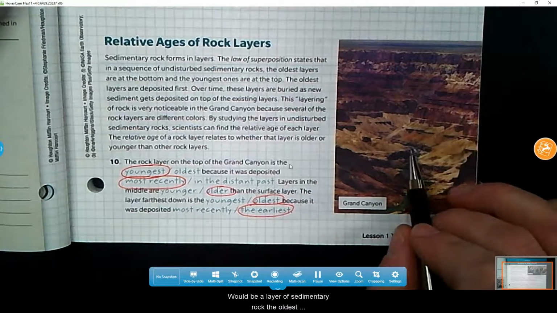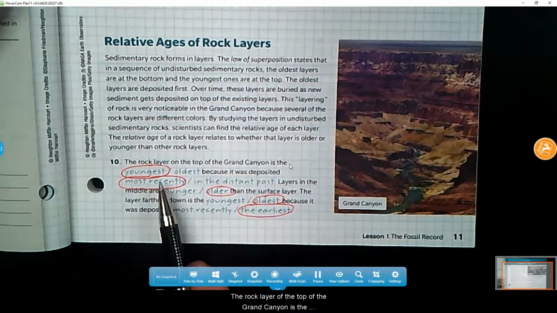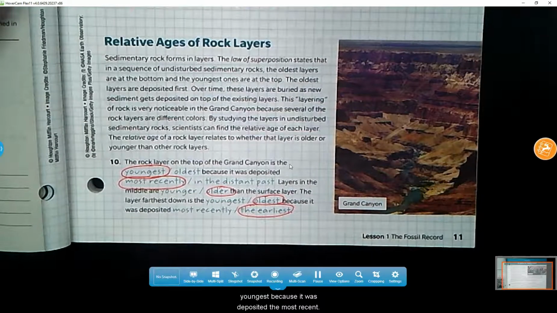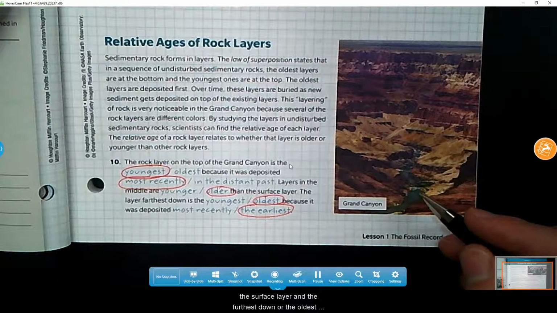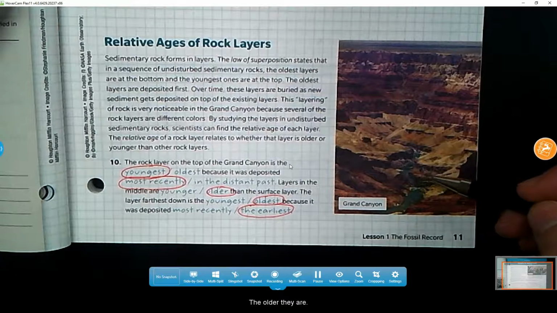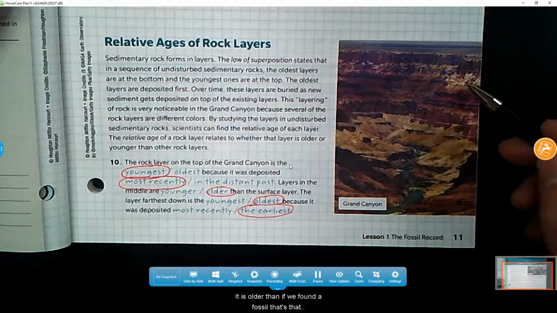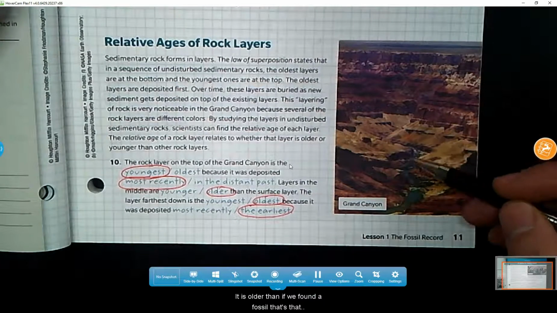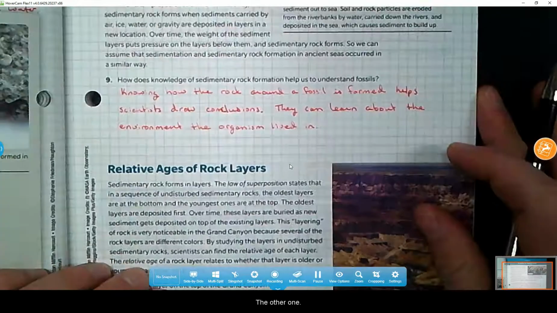And so the oldest layers are at the bottom, the youngest layers are at the top. That's kind of common sense, right? So the rock layer at the top of the Grand Canyon is the youngest because it was deposited the most recently. Okay, the layers in the middle are older than the surface layer, and the furthest down are the oldest, because they were deposited the earliest. So the further we go down, the older they are. So if we found a fossil that's in the middle, it is older than if we found a fossil up towards the top. And if we found one at the bottom, that's going to be the oldest type of fossil. So that organism lived before the other ones did. Okay?